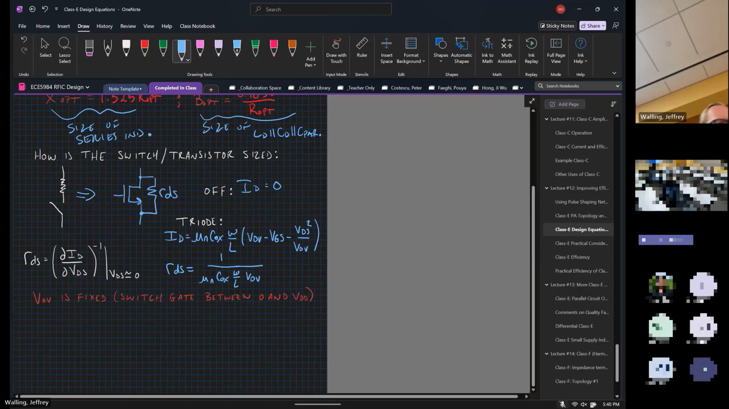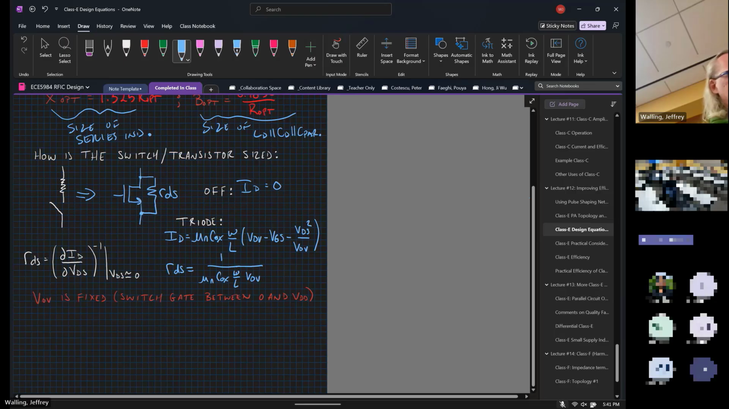All right. So generally VOV is fixed in a switching amplifier. We're not going to change the amplitude level. We're just going to drive the switch, the input back and forth between the supply rails. We're going to drive this with inverters or something along those lines. So something very digital in nature, just back and forth between 0 and VDD.